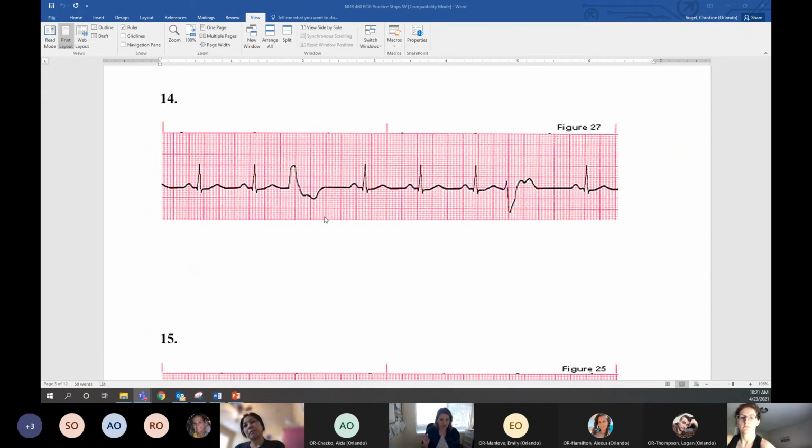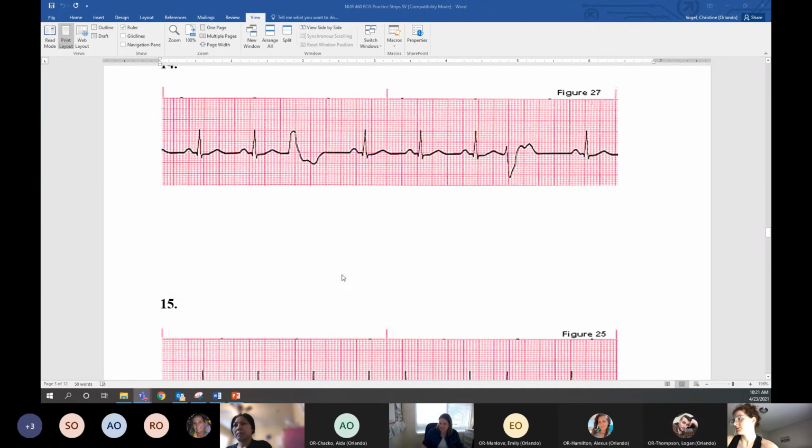So make sure that you've got the feature and the underlying rhythm. Do you guys remember which features there are? What things are features? The PJC, PVC, first degree, and PAC? You got it. Absolutely. Okay, so remember that. Very nice job.